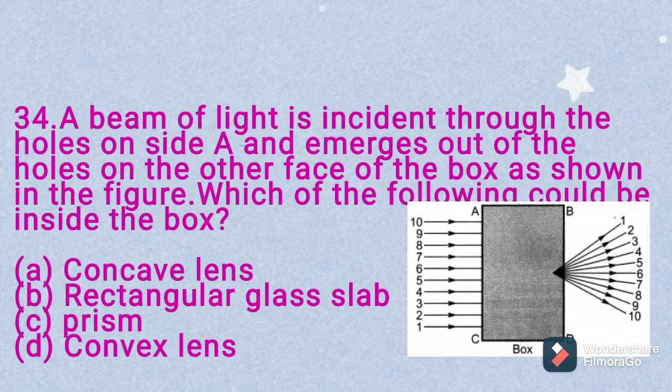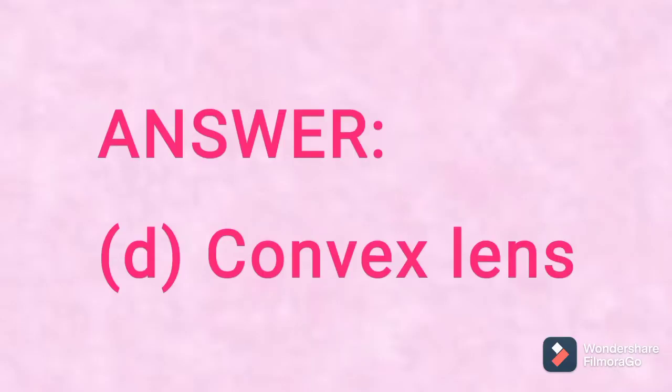Question number 34. A beam of light is incident through the holes on side A and emerges out of the holes on the other face of the box as shown in the figure. Which of the following could be inside the box? Option A, concave lens. Option B, rectangular glass slab. Option C, prism. Option D, convex lens. And the answer is option D, convex lens.